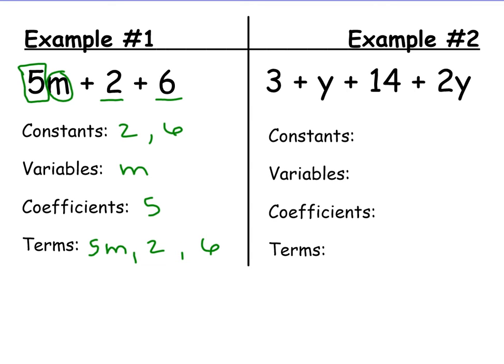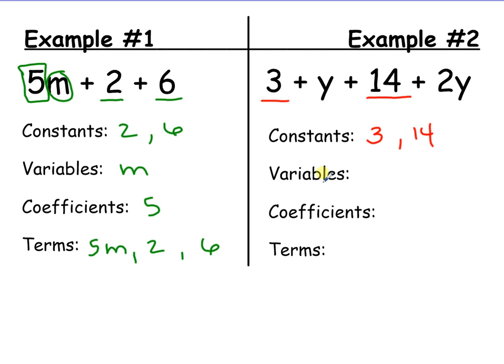All right, let's look at another example. So we have 3 plus y plus 14 plus 2y. Again, we're going to start with our constants. So where are the numbers that are by themselves with no variable? Well, we have 3 and we have 14. So I'm going to list those right here.